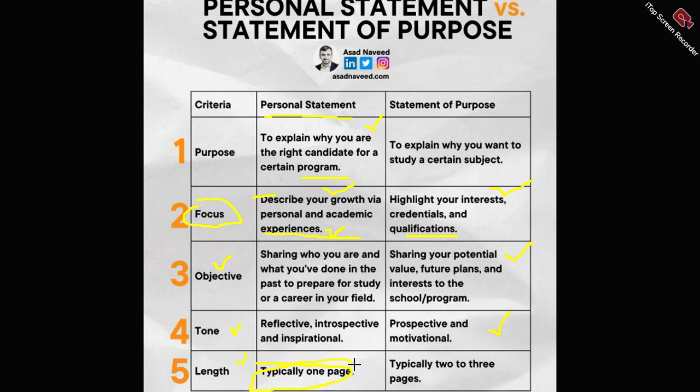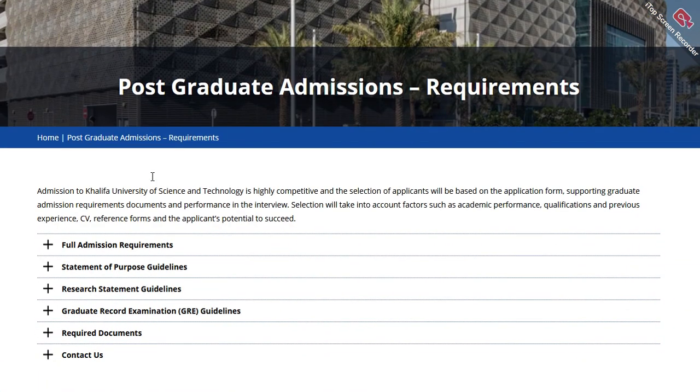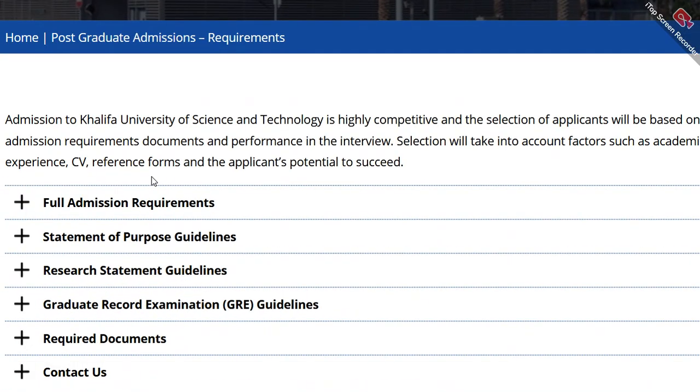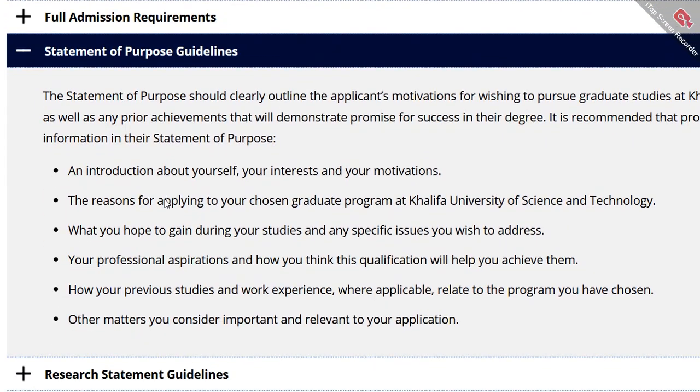I'll be sharing one example with you from Khalifa University's page, and then I'll be sharing my own personal statement, what I have written so far. So stay tuned. So I am opening Khalifa University's graduate admission requirements. In their admission requirements, they have written clear things. Okay, you guys can see from their page, this is their page, and they have written over here the statement of purpose guidelines. They have written each and everything in detail. You don't need to miss any chance to write a good application.